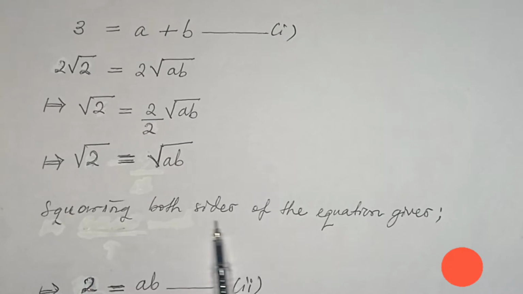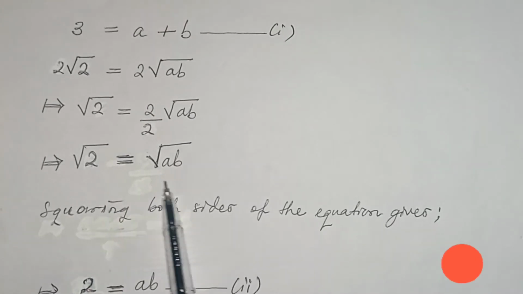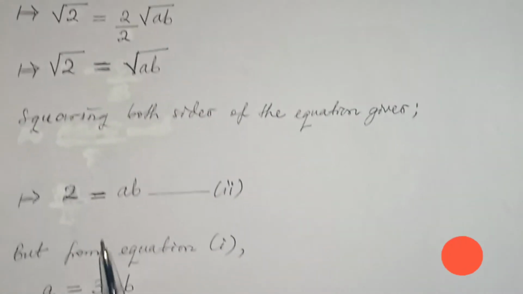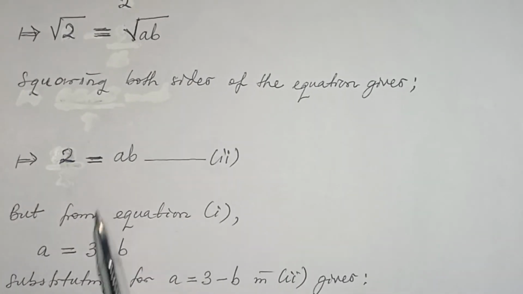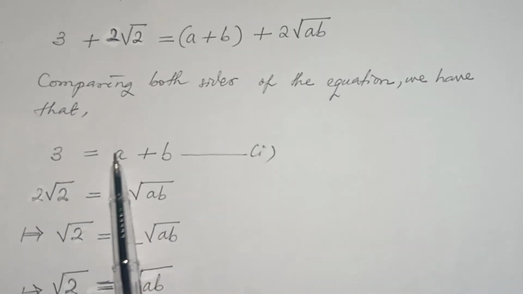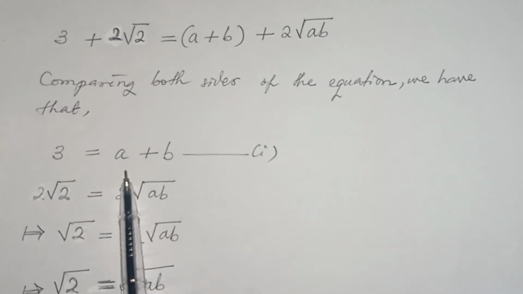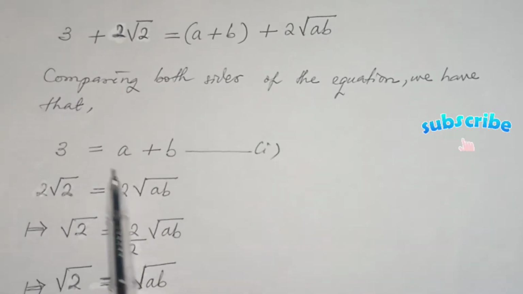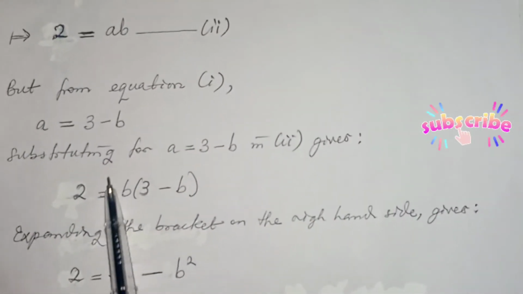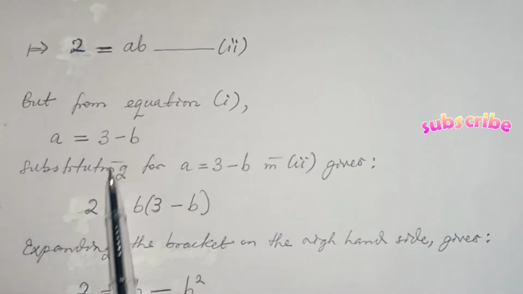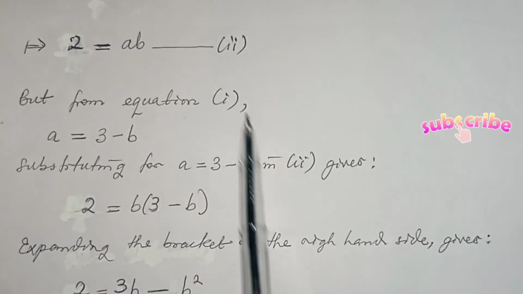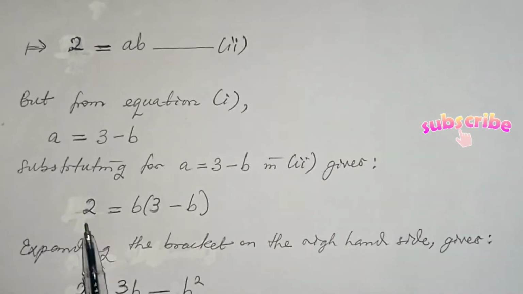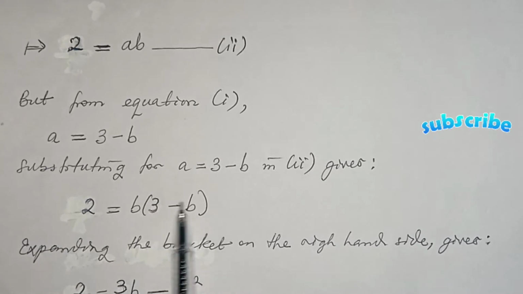Now, when you take the square of this, if you square both sides of the last equation, you end up having an equation 2, which we are going to call 2 equals ab. Now, from equation 1 here, you will notice we can make a the subject of formula. When that is done, it gives us a equals 3 minus b. Substituting a equals 3 minus b in equation 2 gives you 2 equals b into bracket 3 minus b.